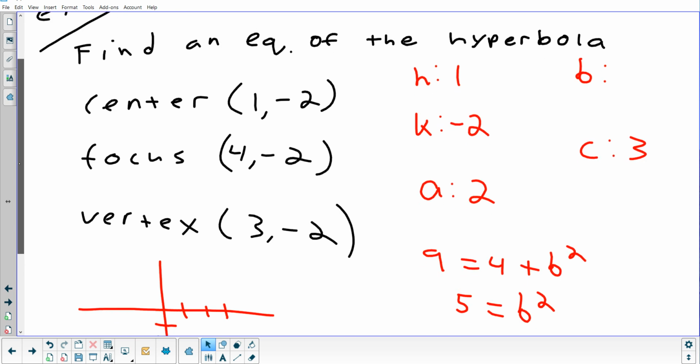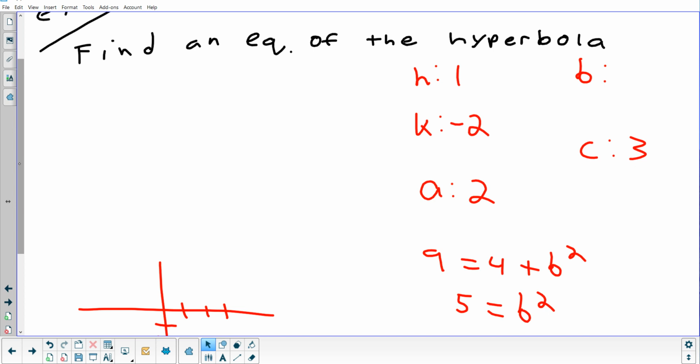You know what I'm going to do, so I don't have to keep scrolling up and down, I'm going to erase all this. Does everybody have the stuff that was in black? That way I can put my answer right there. Okay. Start with a 1. Two fractions, subtraction sign between them. Eli, what's my first denominator? A squared, so 4. Second denominator, B squared, which is 5.